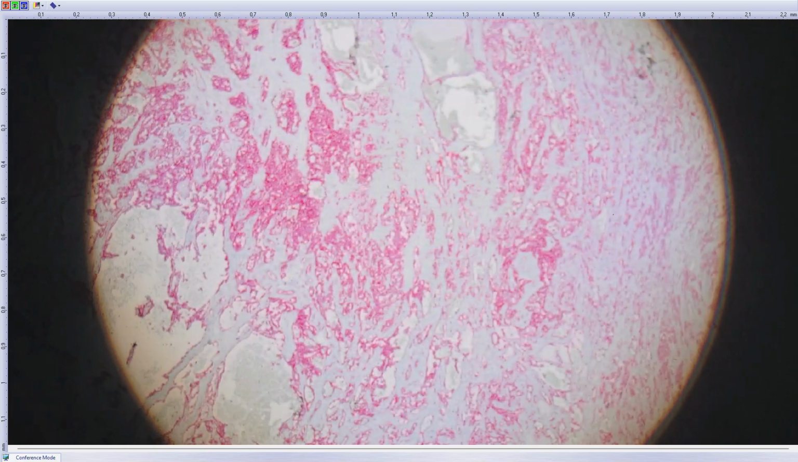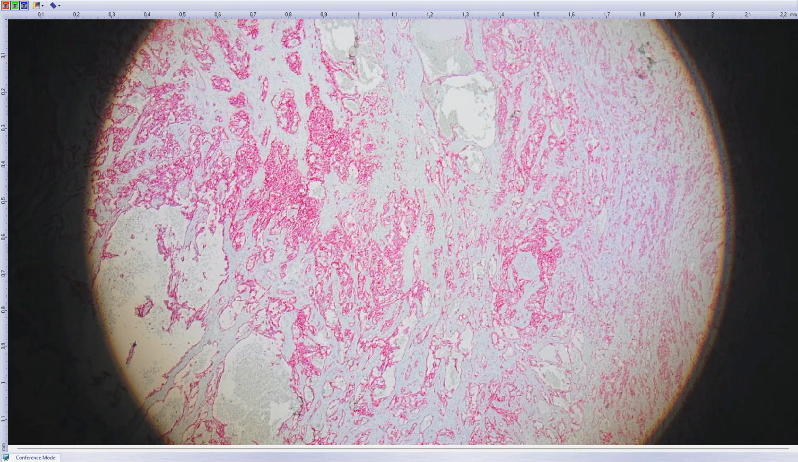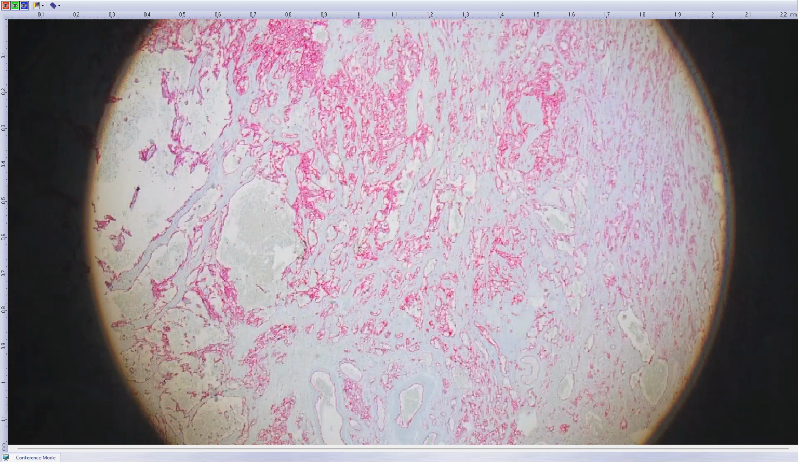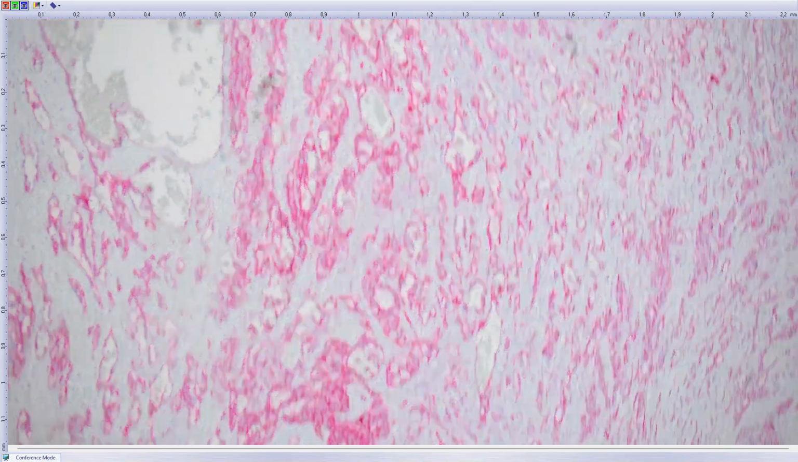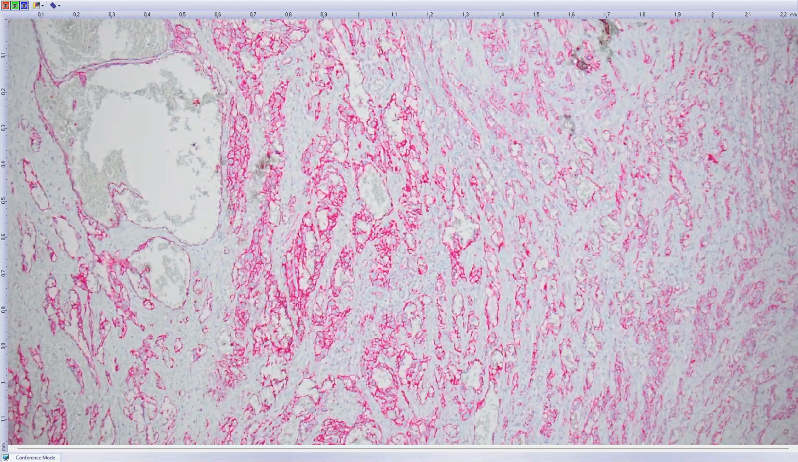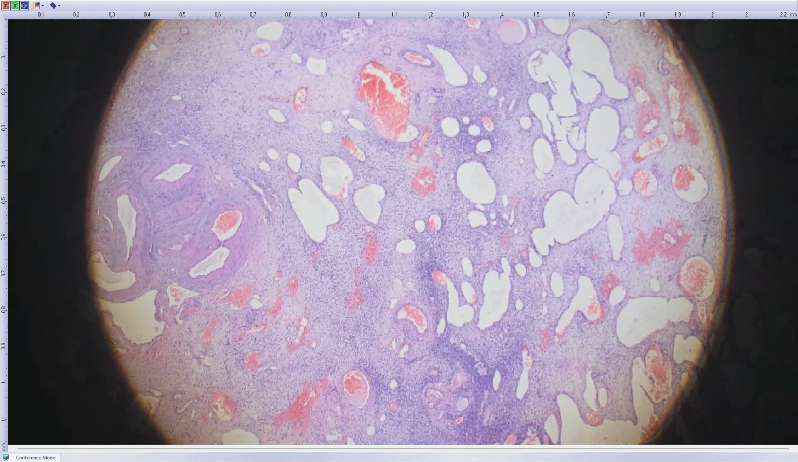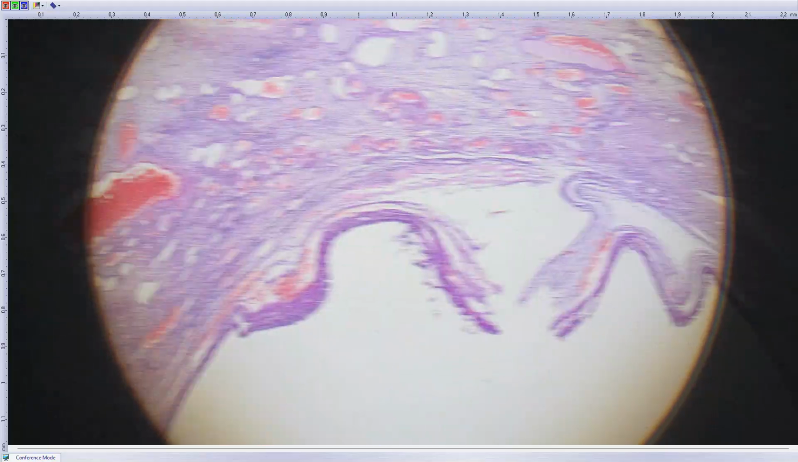To find the lesion, here is the lesion. What is it, Iman? This is CD31. Yeah, so ERG positive and CD31 positive. So we are looking at angiosarcoma of the left ovary, of omentum, and of fallopian tube, which would be very rare.